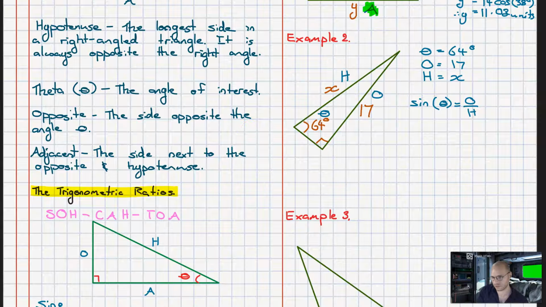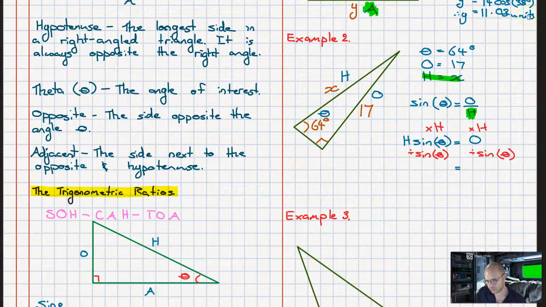Now for this situation here, we're solving for h, and thus h is on the bottom here. So what we need to do is a bit of clever shuffling around. Once again, we multiply both sides by h, and that will yield h sine theta equals the opposite, and then we have to divide both sides by sine theta. That's going to yield h equals the opposite divided by sine theta. And now we're in the form that we want, so we can sub in our values. So rather than saying h, we can just throw in x equals 17 divided by the sine of 64 degrees.